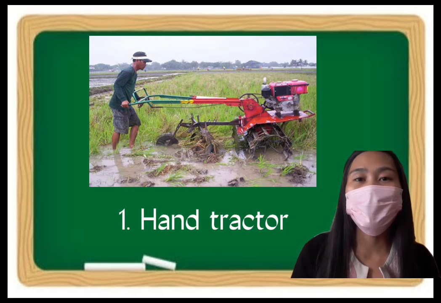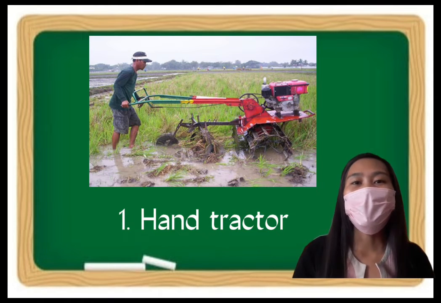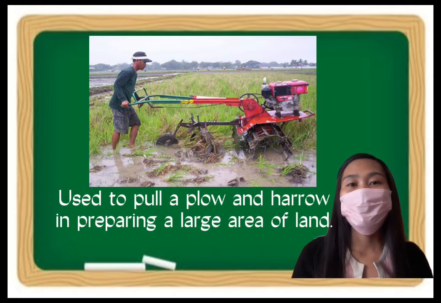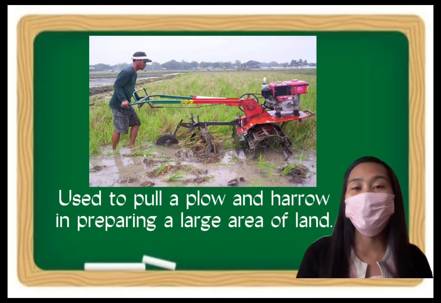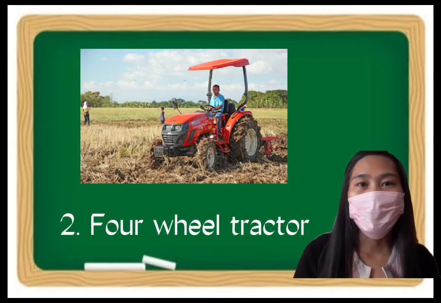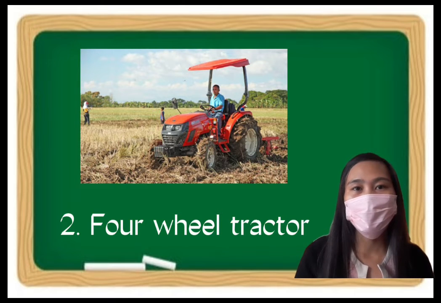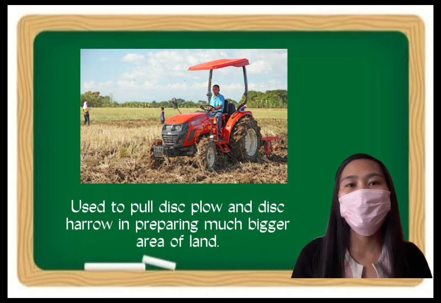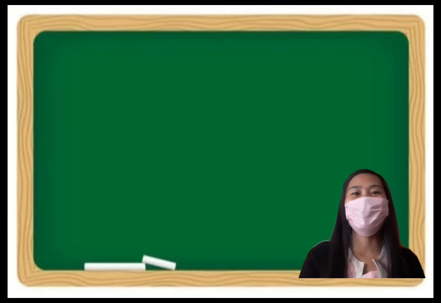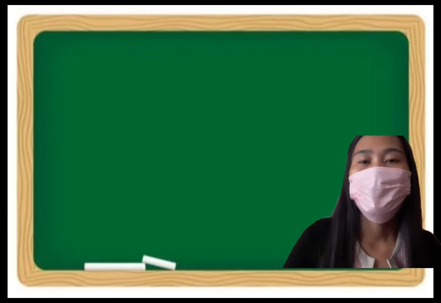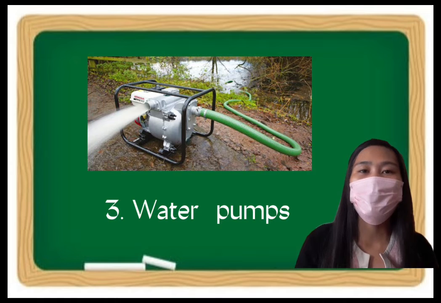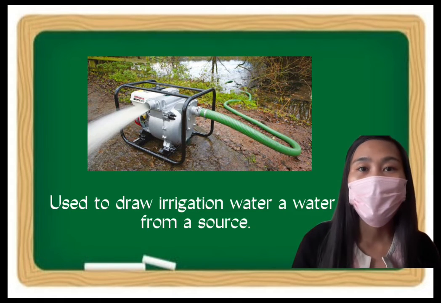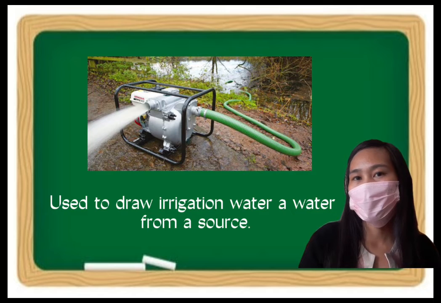Number 1, hand tractors. Hand tractors are used to pull a plow and harrow in preparing a large area of land. Number 2, four-wheel tractors are used to pull the plow and the harrow in preparing a much bigger area of land. Number 3 is the water pump. Water pumps are used to draw irrigation water or water from a source.